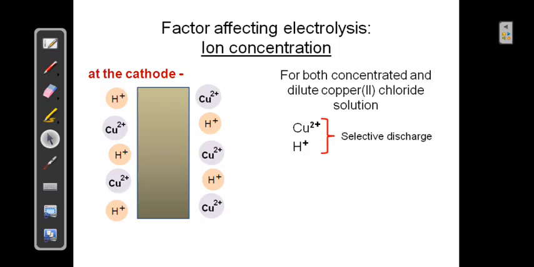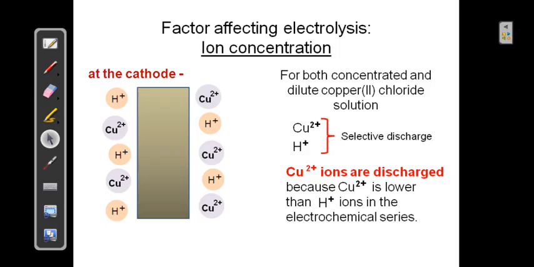And below copper, do you remember what is below copper even? You have silver, and below silver you have gold, and below gold you have platinum. So the cathode is where you will place whatever things you need to do the electroplating. Because if you want to have a silver spoon, just hang a spoon as a cathode, so you'll get silver coated onto the spoon, so you get a silver spoon. So here what we'll see is the copper 2 ions are discharged because copper 2 is lower than H+ ions in the electrochemical series.